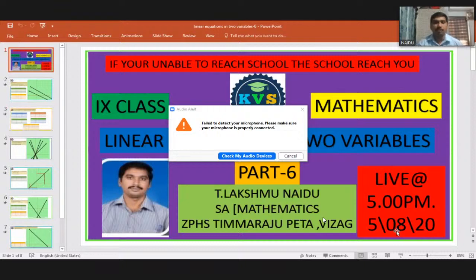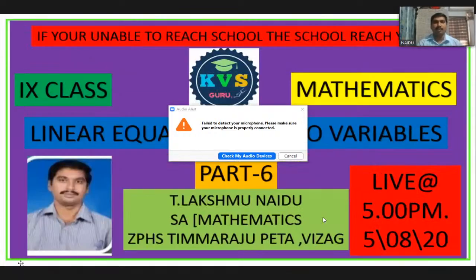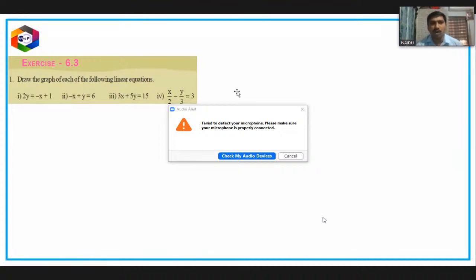Directly we will move to the problems, children. Yesterday we completed the example problems. Today we will move directly to the exercise problems, that is exercise 6.3. So children, observe clearly here. Draw the graph of each of the following linear equations. Here 4 linear equations are given. We have to draw the graph for all of these. In this, I am going to select any two to explain for you, and the remaining 2 you can complete. I am selecting 1 and 3, children.